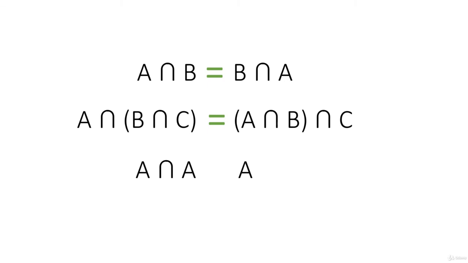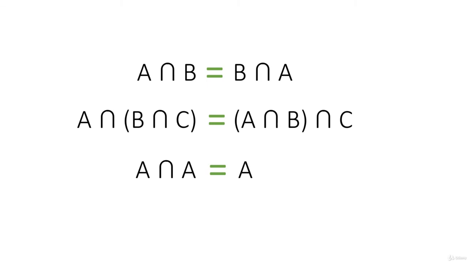So the next property says that A intersection A is equal to A. And this one also makes sense because you grab the elements that are in both sets. And since these sets are equal, that means the result will also be equal to A.